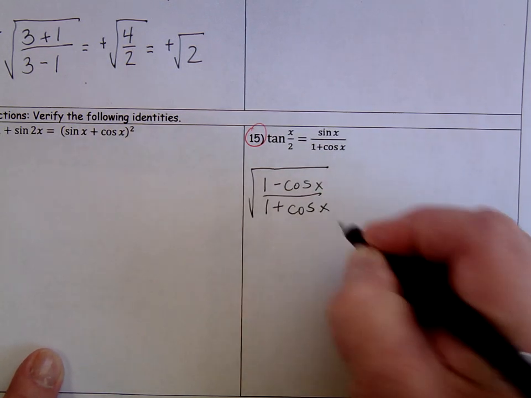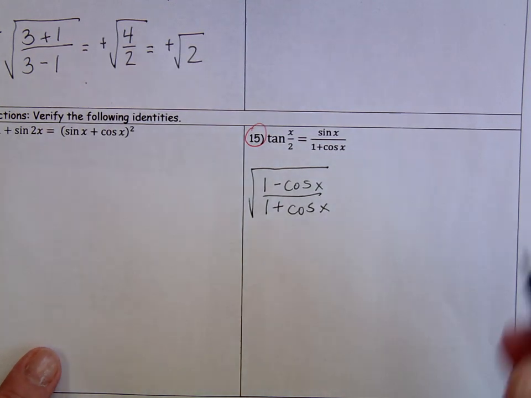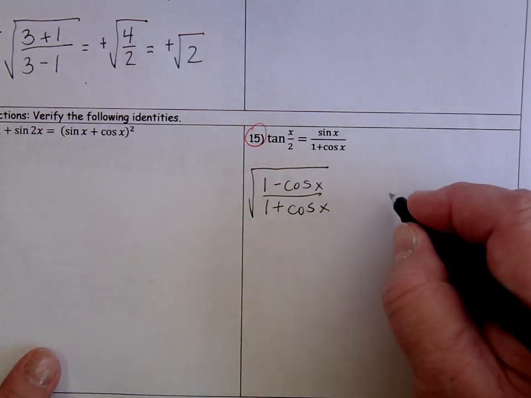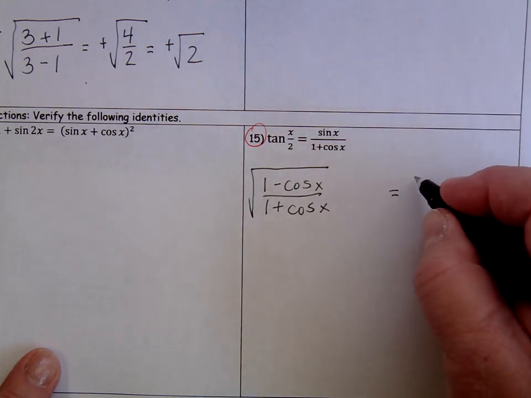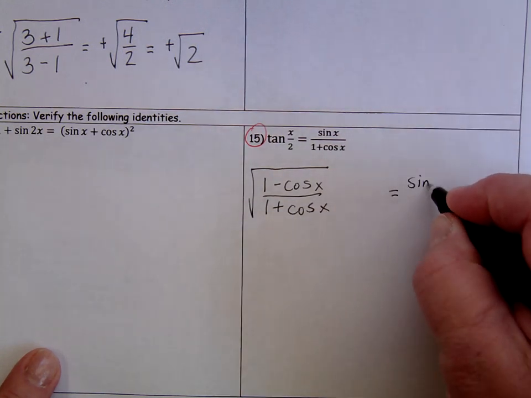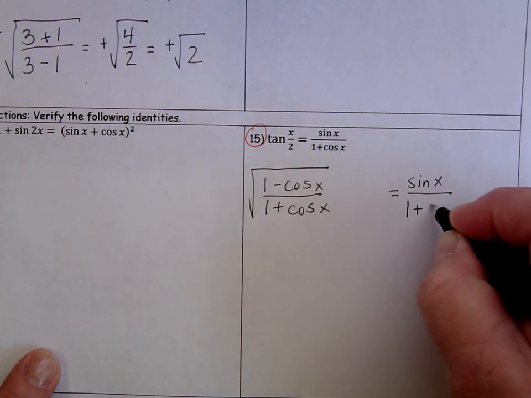Here it is. All right, I'm going to leave a space. You'll see why in a minute. And this, there's really not much. Remember, we don't really mess with sines and cosines. So this is the sine of x over 1 plus the cosine of x.